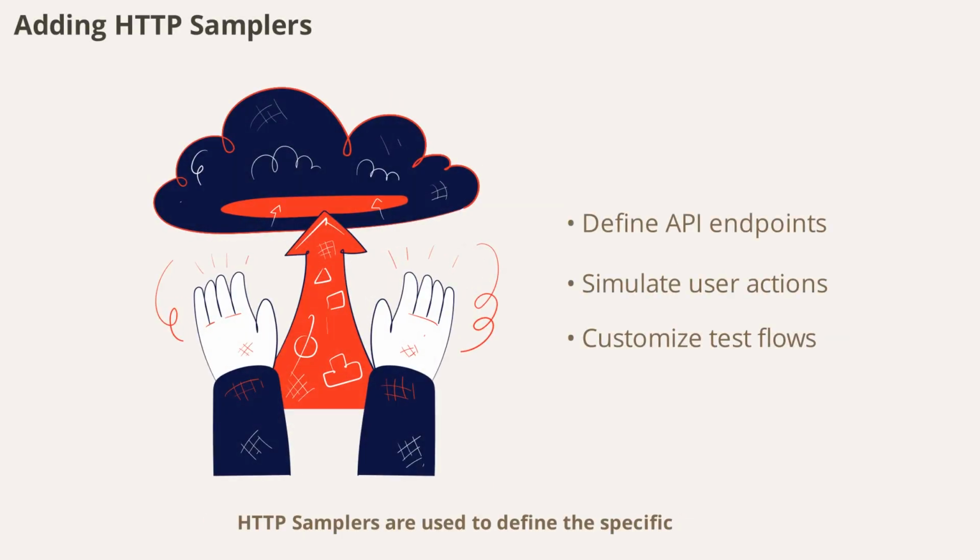HTTP samplers are used to define the specific API endpoints or web pages you want to test. By configuring different samplers, you can simulate a variety of user actions, such as browsing, searching, or checking out. This flexibility allows you to tailor your tests to match real user journeys.